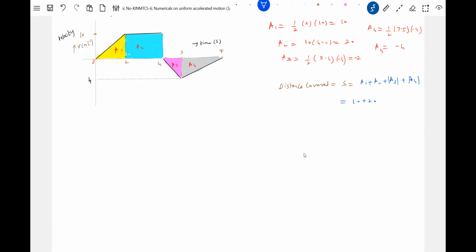So 10 plus 20 plus mod of minus 2 makes 30, plus 6, 36. I'll write it. So that's the total distance covered. What about displacement? You have to just take the algebraic sum of these: A1 10, 20, minus 2, minus 4, that is 24 meter.